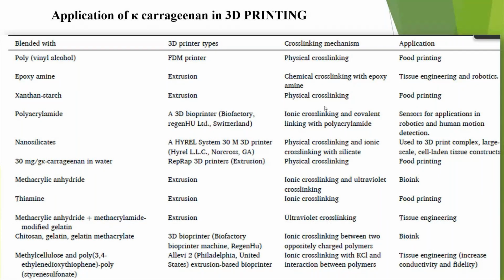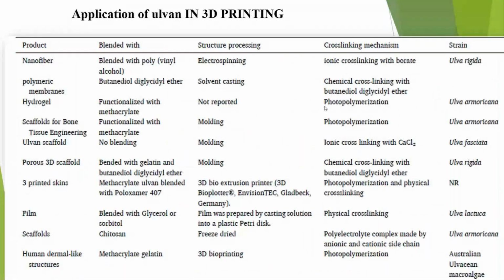And the third one is the application of ulvan in 3D printing. Here also we have combined it with some stability products, and we have to choose which type of structure processing: electrospinning, solvent casting, or molding processing. So depending upon the applications we have to choose. And ulvan is a type of polysaccharide which is present in the green algae. So it is a predominant kind of polysaccharide.